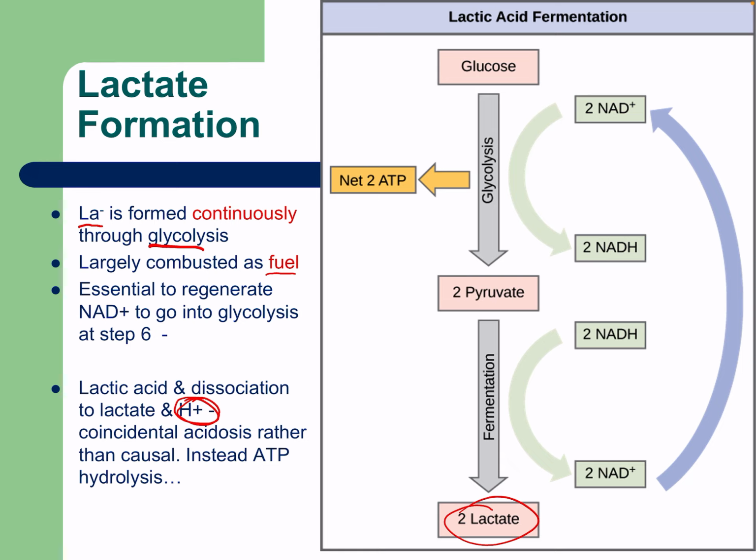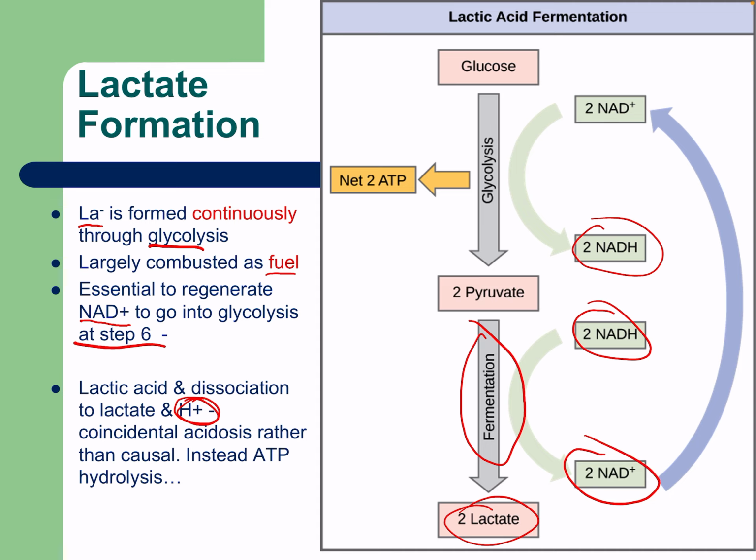So lactate formation is essential to generate NAD+ to go into glycolysis at step 6. Without oxygen, at least in this case, we need glycolysis to continue, so we need this NAD+. Essentially, we form 2 NADH in glycolysis, and this is used during the fermentation reaction, which we talked about in our biology course. So we get our 2 NAD+, and this goes back into glycolysis.